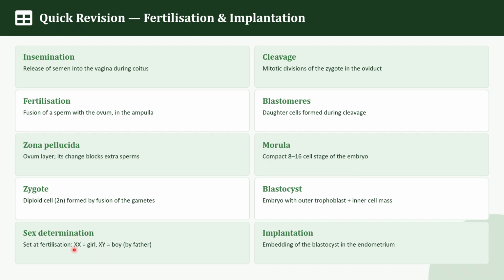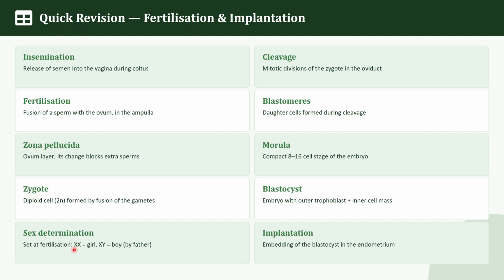Cleavage is the repeated mitotic divisions of the zygote without increasing its size. Blastomeres are cells produced during cleavage. Morula is a compact embryo consisting of 8 to 16 blastomeres. Blastocyst, an embryo with an outer trophoblast and an inner cell mass. Implantation is the embedding of the blastocyst into the uterine endometrium, marking the beginning of pregnancy.